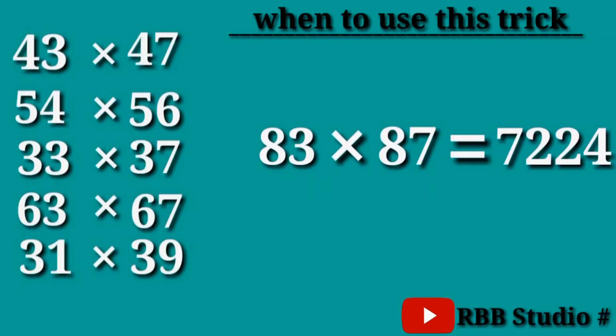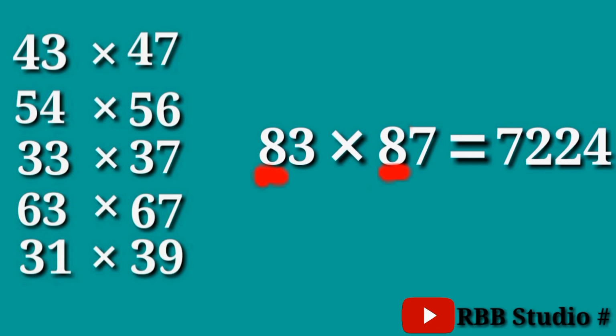But friends, there is a condition in applying this method. This trick can only be applied when the 2 conditions are satisfied. What are the 2 conditions? So the first condition is that the first digits should be the same. The first digits should be the same. And the second condition is that the unit digits should be 10 when you sum it up. When the 2 conditions are satisfied, this trick will work like magic.